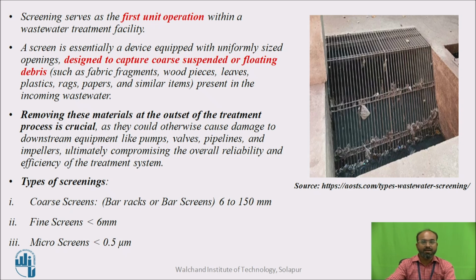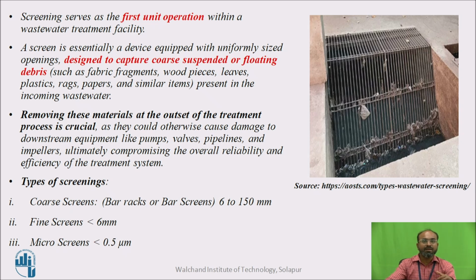So why do we need to remove them? When these materials come into the treatment unit, the chances are they may damage the downstream equipment present in the secondary treatment unit or in the tertiary treatment unit. They can damage valves, pipelines, and different types of impellers, and ultimately it compromises the overall reliability and efficiency of each treatment unit and the whole treatment system. So screens become much more important while removing these particles.